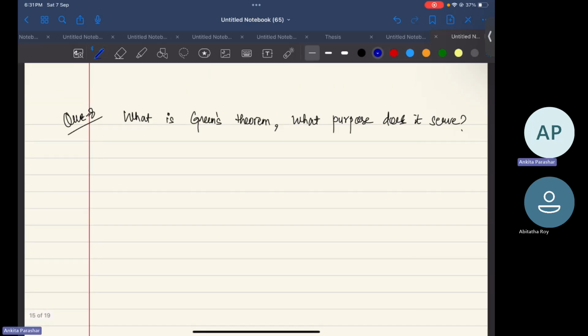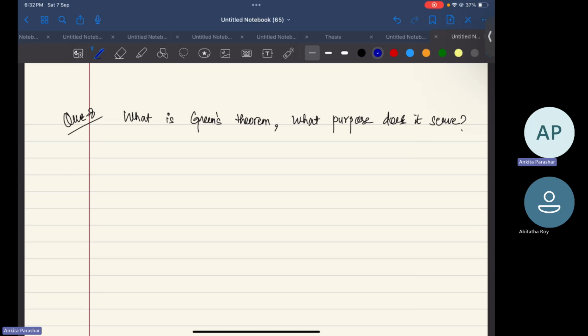Okay, the next question is about Green's theorem. So what is Green's theorem and does it serve any purpose? So far we have been finding area under the curve, volume under the surface, and we have been integrating a function over a surface, and integrating a scalar field as a line integral over a curve. So far we have been doing all this.